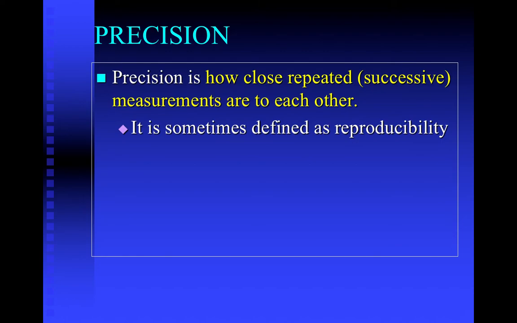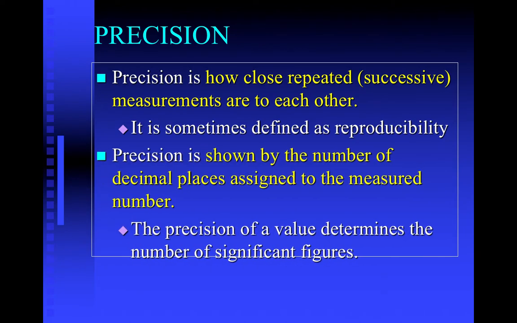Precision is how close repeated measurements or successive measurements are to one another. And that's sometimes called reproducibility. Precision is also shown by the number of decimal places that are assigned to the number. So the precision of a value determines the number of significant figures in the value.